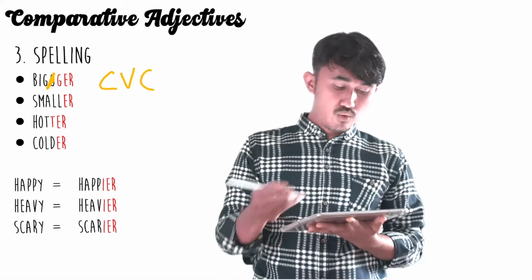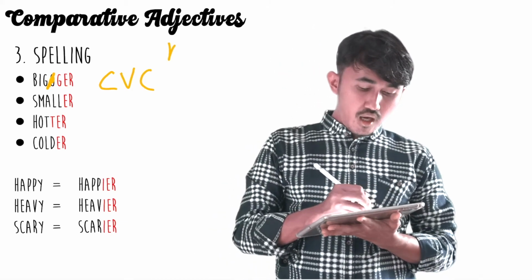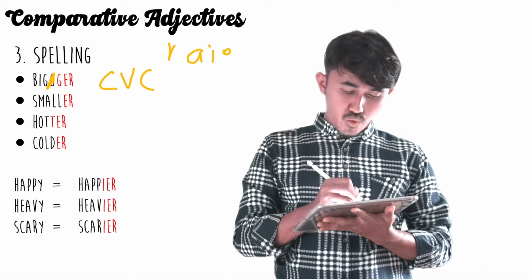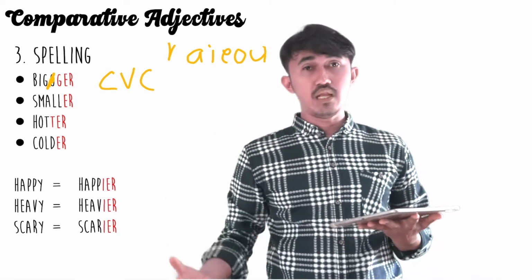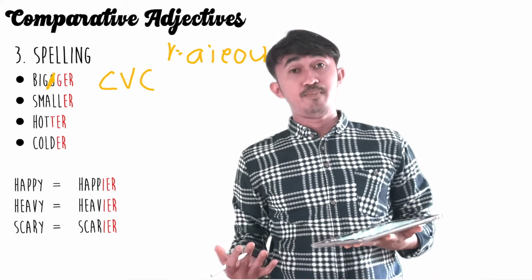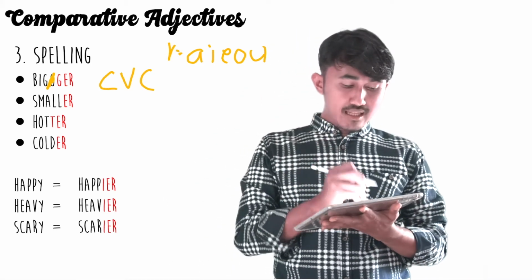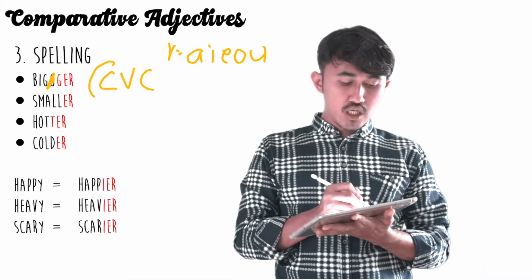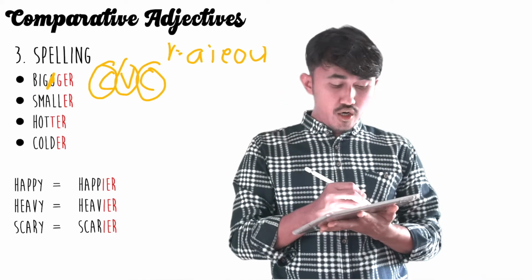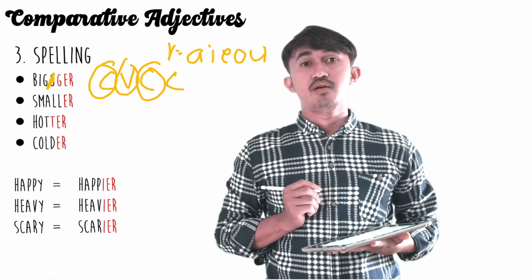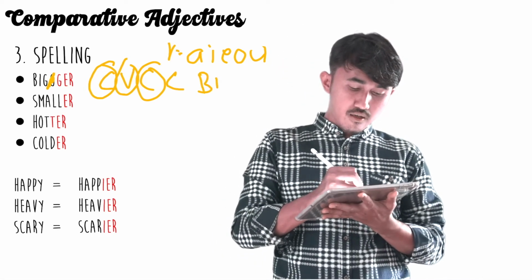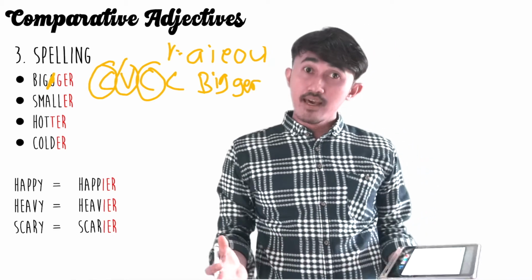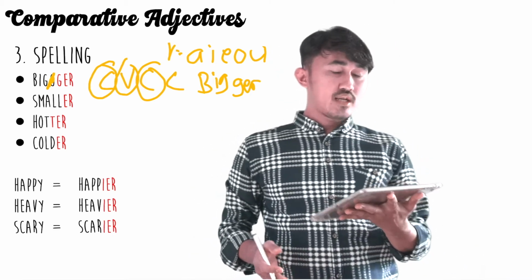Do you remember we have vowels? A, I, E, O, U. So these are vowels. The rest of the letters are called consonants. So if you meet this pattern, consonant, vowel, consonant, you just put one more consonant. So if you make big, it should be bigger. Got it? Alright, next one.